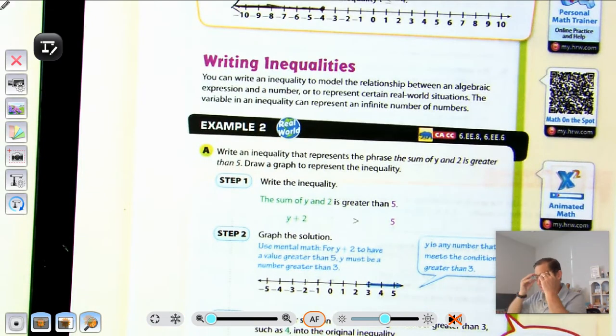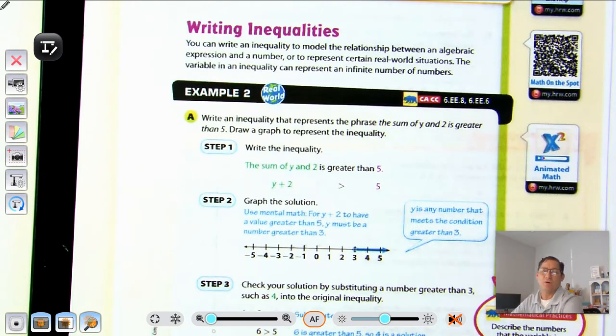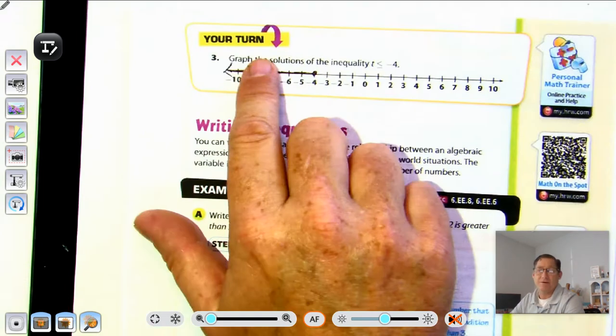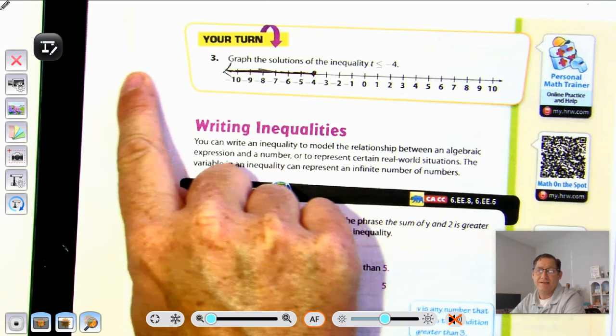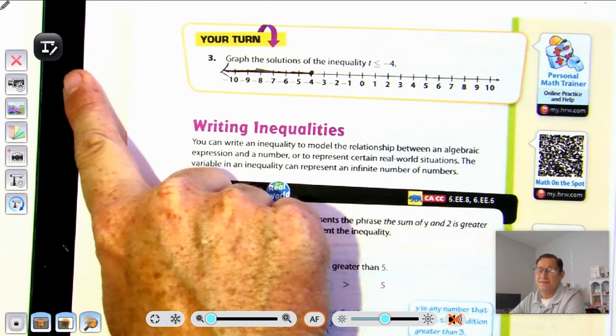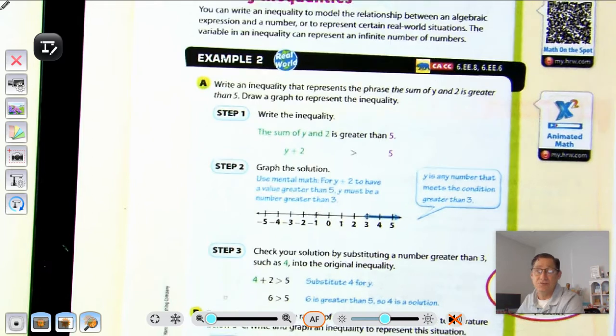Okay. All right. So how can we write inequalities? We can write an inequality to model the relationship between an algebraic expression and a number, or to represent certain real-world situations. The variable in an inequality can represent an infinite number of numbers. Okay, and we see that in this graph, right? This inequality has an infinite number of negative numbers that would make the statement true.